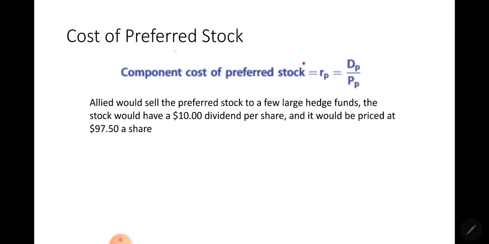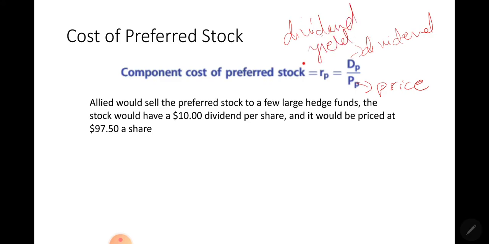Now moving ahead, the cost of preferred stock is very simple to calculate. The component cost of preferred stock is the dividend, DP, divided by the price of the stock. So this is your dividend yield formula. Price appreciation in preferred stock is not as significant as such. That's why the formula is simple. You are just calculating the dividend yield for your preferred stock, which is dividend divided by price.